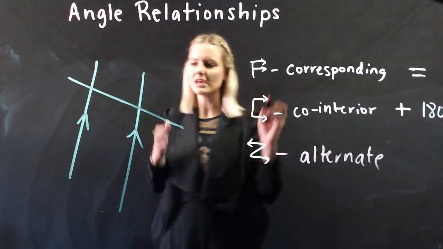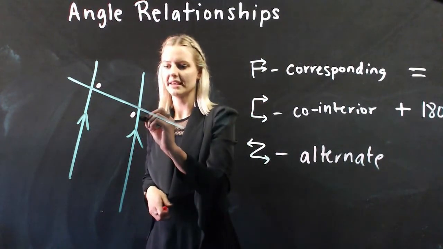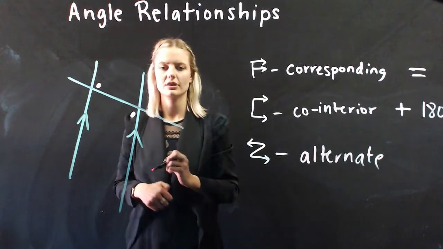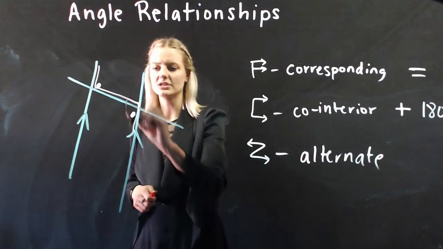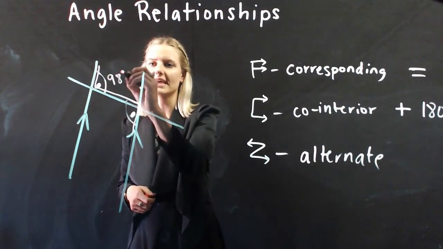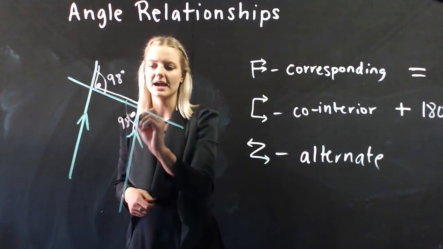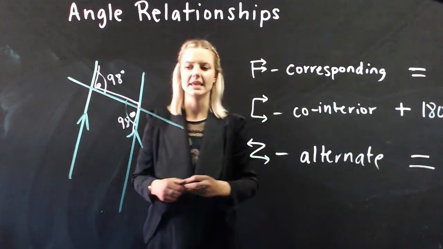The final rule, the Z rule, it's also referred to as alternate, and that is whereby two angles are on the opposite sides of the transversal. One here and one here. Yet they're still within the parallel lines. They form a shape like a Z. These two angles are always going to be equal to one another. If this one equals 98 degrees, we know that this angle here also equals 98 degrees. Alternate angles are always equal to one another.